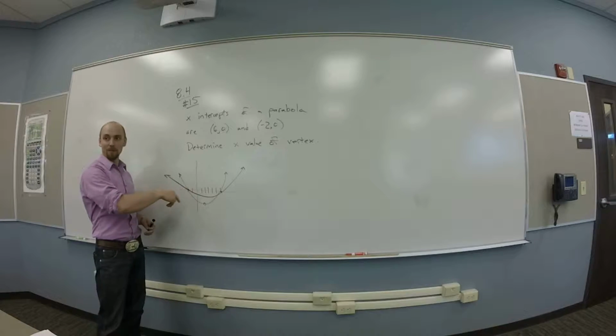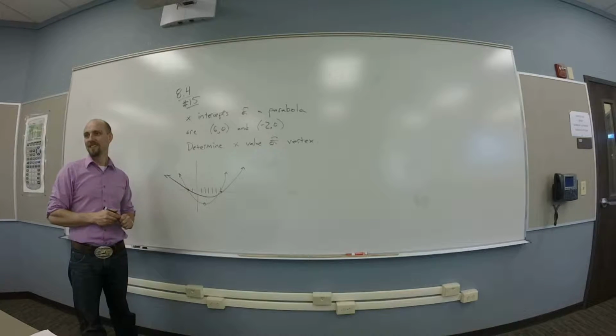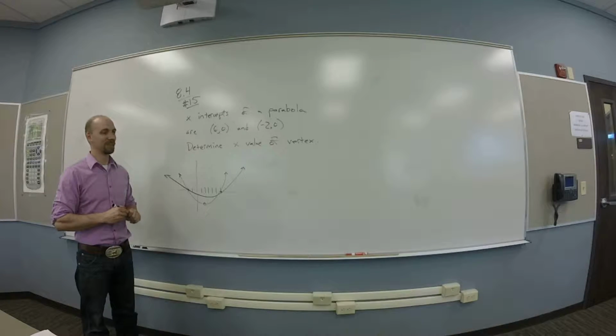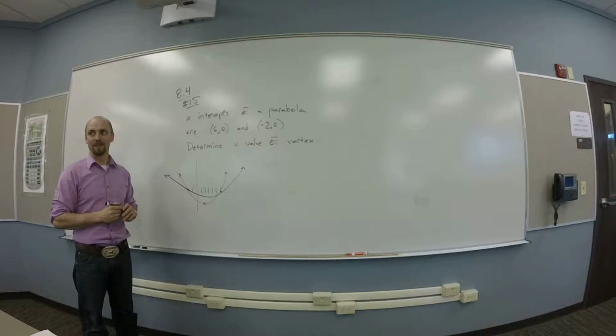It looks like 3 on my picture, right? Well, I divided 6 and 2, I get 3. You add them together and divide by 2. Okay, wait. It's 2. You guys see that?